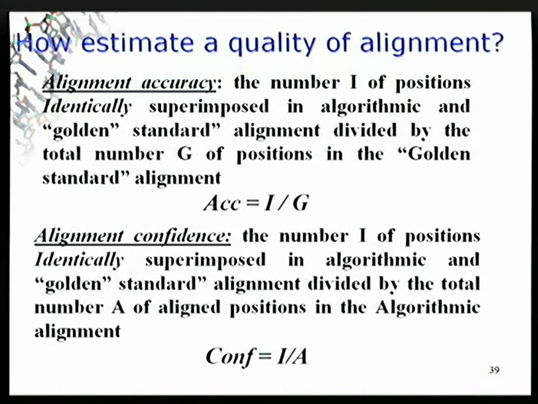To estimate the quality of an alignment, we use two standard measures. One is called alignment accuracy, and the other is called alignment confidence. You can see their definitions on the slide. Accuracy is the number of identically aligned positions divided by the number of aligned positions in the golden standard alignment, called G here, and confidence is the number of identically superimposed positions divided by the number of positions in the algorithmic alignment. So accuracy shows what part of the golden alignment is restored, and confidence shows what part of the algorithmic alignment is reliable.